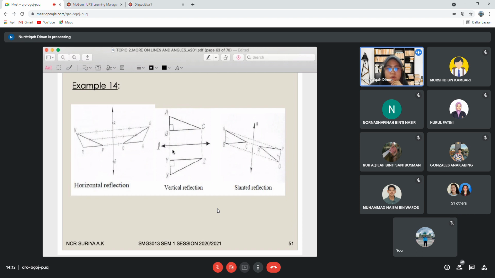Now if we have a vertical reflection, A, B, C, A will become X, from top become the bottom one, B will become Y, and C becomes Z. So I think you can see the difference between reflection and also slide or moving. This one is slanted. This figure doesn't really look slanted, but you assume line M is quite slanted. So A, B, C, A will become P, B will become O, C will become R over here.